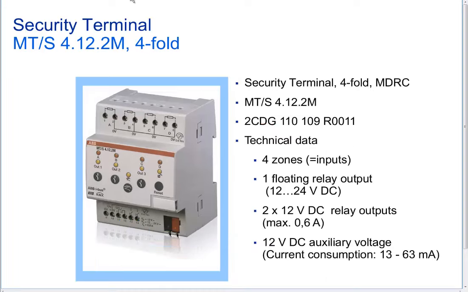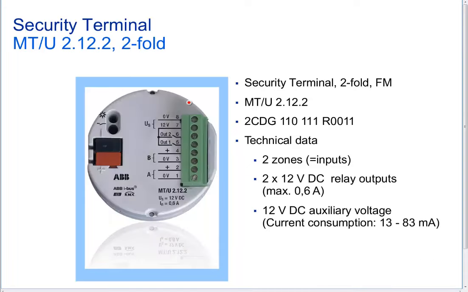The security terminal 4-fold 12.2M is nearly the same, but the limitation is that we only have 4 inputs, 4 circuits. Everything is still the same, the LEDs, the manual operation, and our 3 relays. The only difference is our security terminal 2-volt, the MTU, which is a decentralized device.